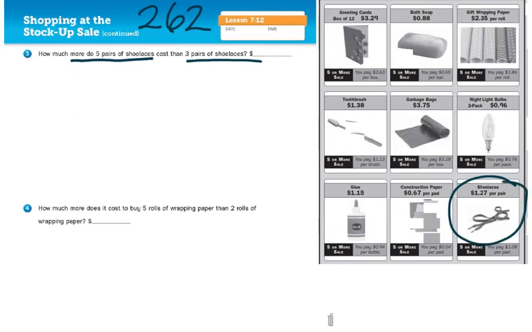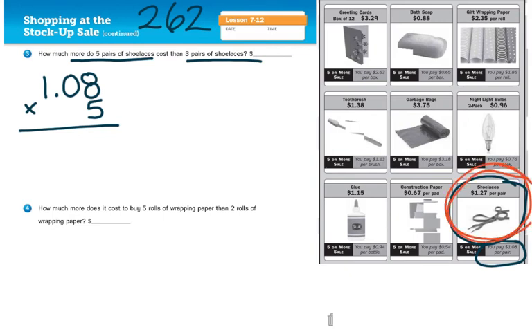Okay, remember, if we buy 5 of them, we'll get the better deal. So let's start with 5 pairs, which would be $1.08. And we're going to multiply that by 5 of them. Then we're going to compare if we bought 3 of them, and if we only buy 3, we're going to pay $1.27 times 3. So those are the 2 problems we're going to start by figuring out. Let's ignore the decimal point for now. We'll come back and place it.